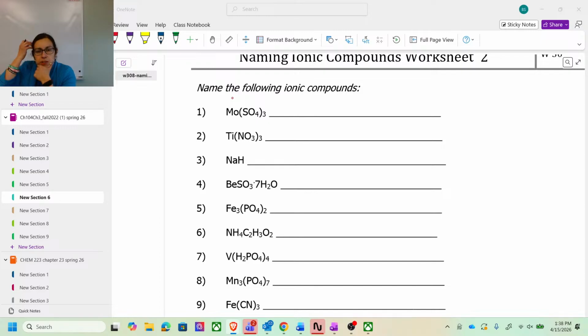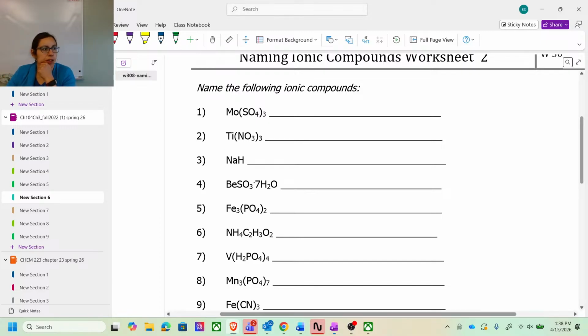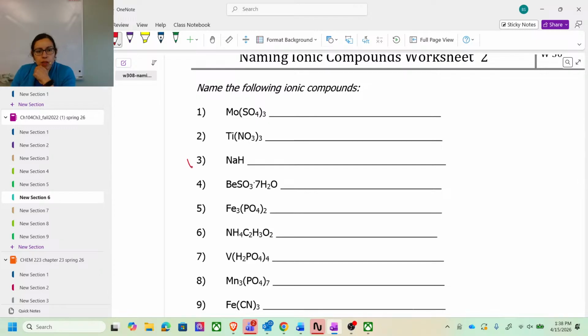Oh, let's mention a few things. So I didn't talk about this example yet. And so this is kind of a funny one. So we have this H attached to a metal. So this is like a metal hydride. And so that's how to name it. So I'll just give it away.